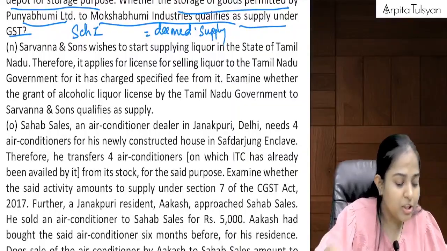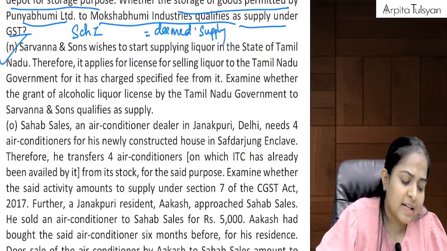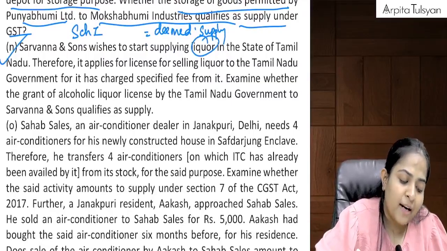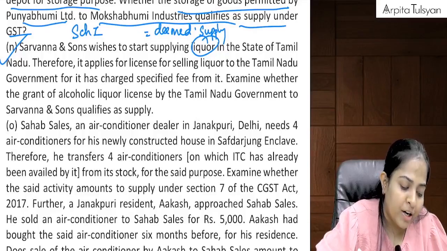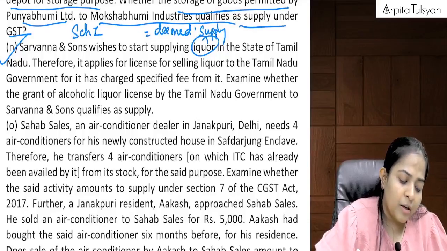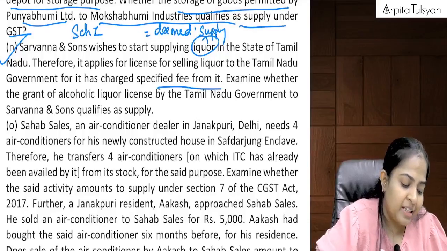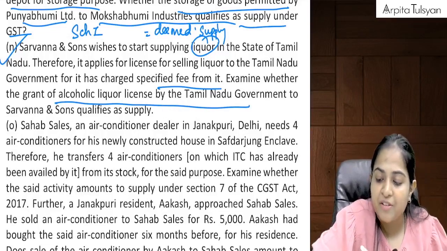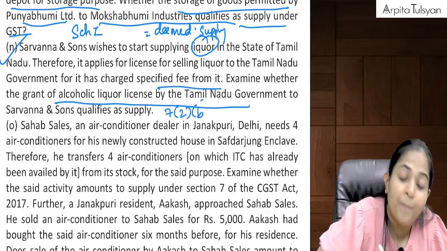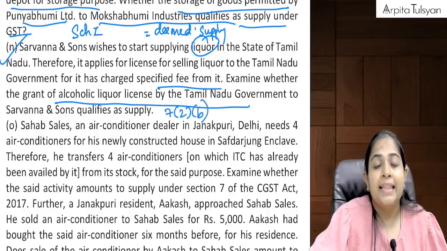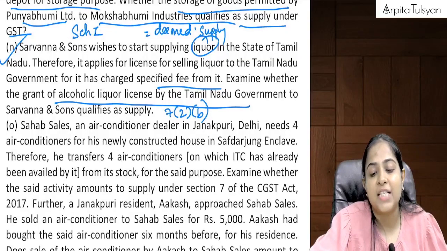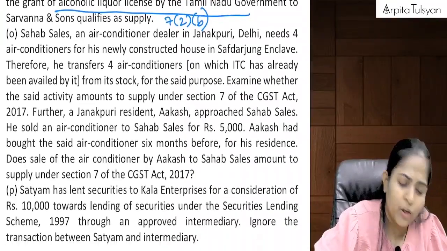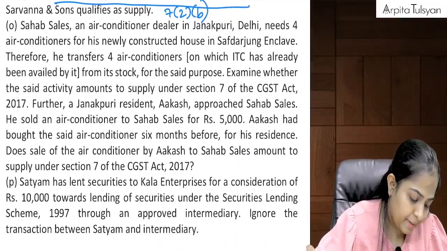Yes. So next, Sarvana and Sons wishes to start supplying liquor in the state of Tamil Nadu. Therefore, it applies for a license for selling liquor to the Tamil Nadu government, for which it has charged a specified fee from it. Examine whether the grant of liquor license by the Tamil Nadu government will qualify as a supply. So this we have specifically studied in section number 7(2)(b). After that, non-supplies we had studied that grant of alcoholic liquor license for which license fee is charged by the state government is considered as non-supply as per section number 7(2). So it will not be qualifying as supply, right?